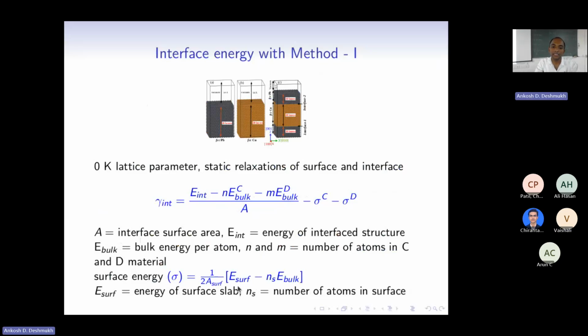To calculate the surface energy, we have the formulation. The 1 by 2 is because there are two surfaces in the slab. We will see in later slides how the surface looks. E surface is the total energy of the surface slab, and NS is the number of atoms in the surface slab. And E bulk is the bulk energy per atom. If it is copper, then it is the bulk energy per atom of the copper material.